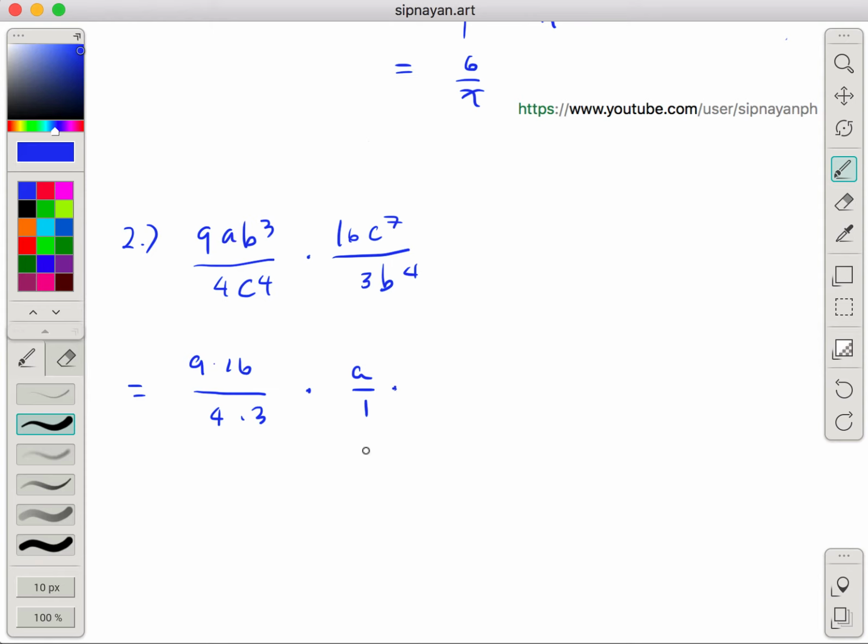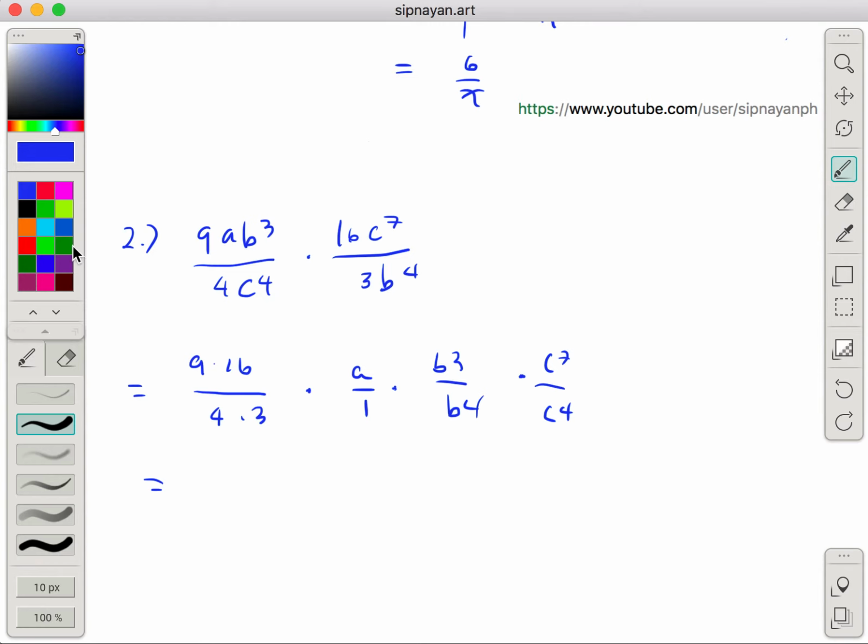And then, what about b? b cubed, and what we have at the bottom is b to the 4th. And our c is c to the 7th at the top, then c to the 4th at the bottom. So here, we can multiply, no? But it will become more complicated if we multiply.